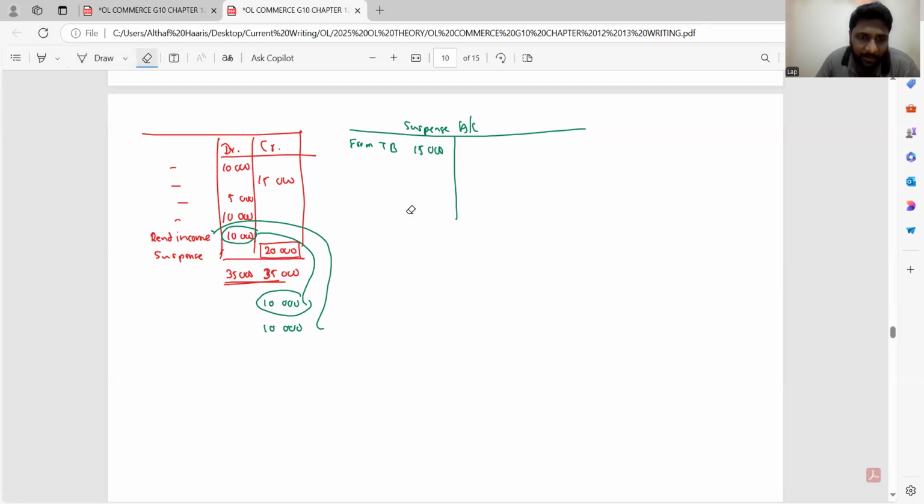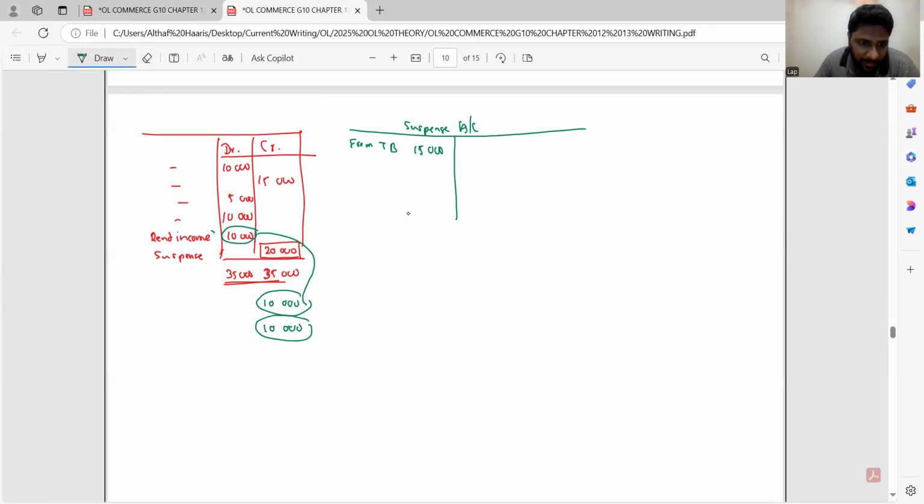You have to write it, no? For the credit side, you have to write it correctly in the trial balance. So you see, in total the trial balance is getting credited 20,000.